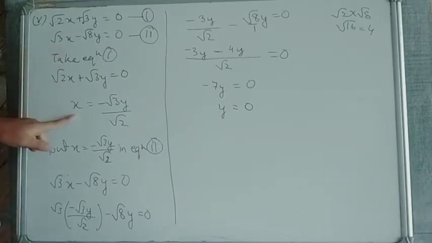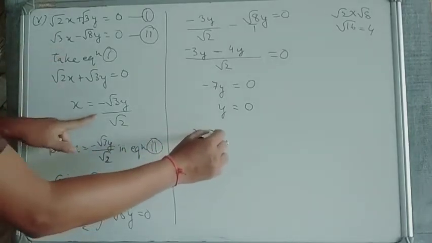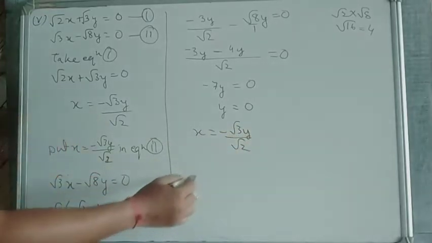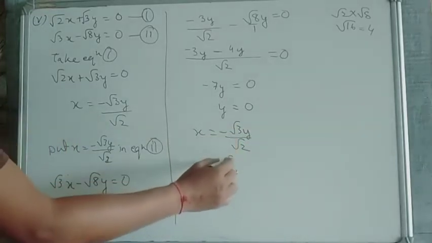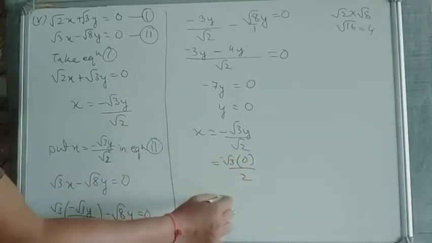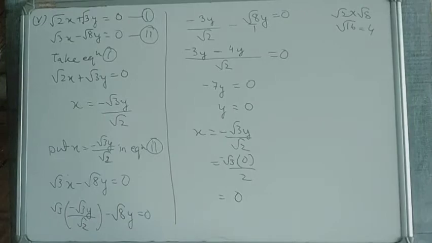Now what is your x value? x will be equal to minus root 3 y by root 2. So minus root 3 into 0 by root 2, that means 0. So x value also is 0, y value also is 0.